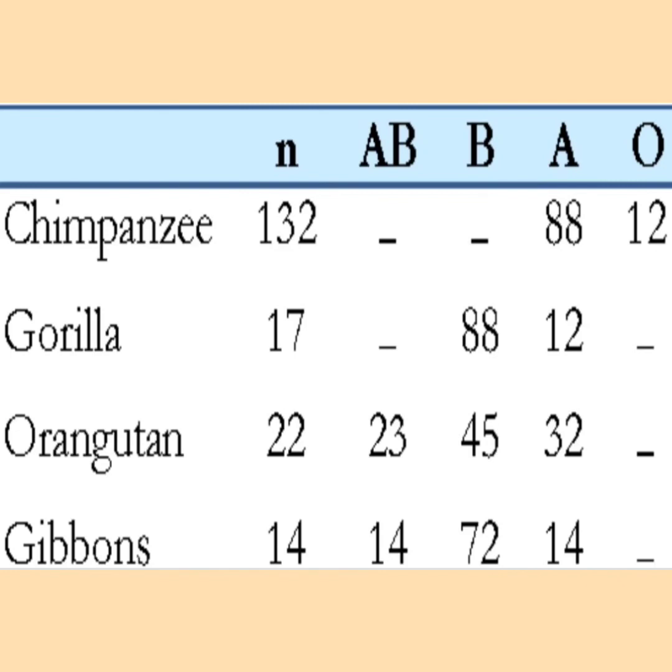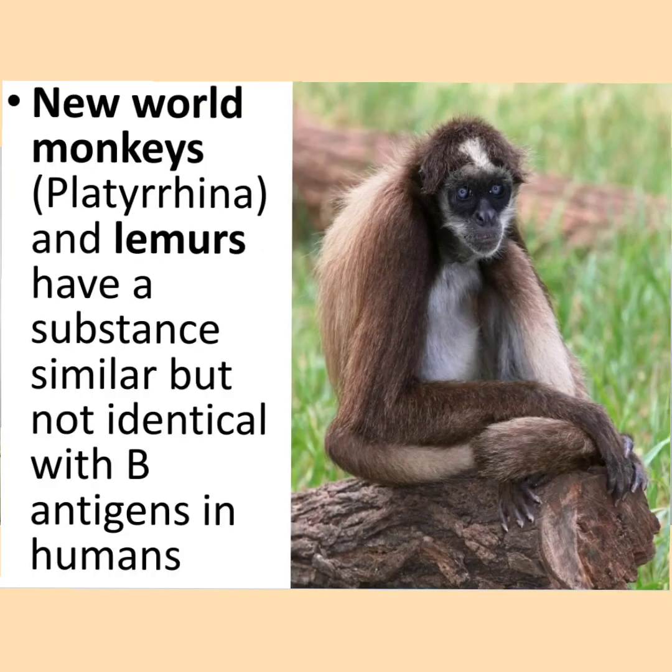In orangutan, the number of chromosomes is 22 and the AB blood group is around 23%, the B blood group is 45% and the A blood group is 32%. In gibbons, the number of chromosomes is 14. The AB blood group is around 14%, the B blood group is 72% and A blood group is around 14%. In New World monkeys called platyrrhina and lemurs, they have a substance similar but not identical with B antigens that is found in humans.